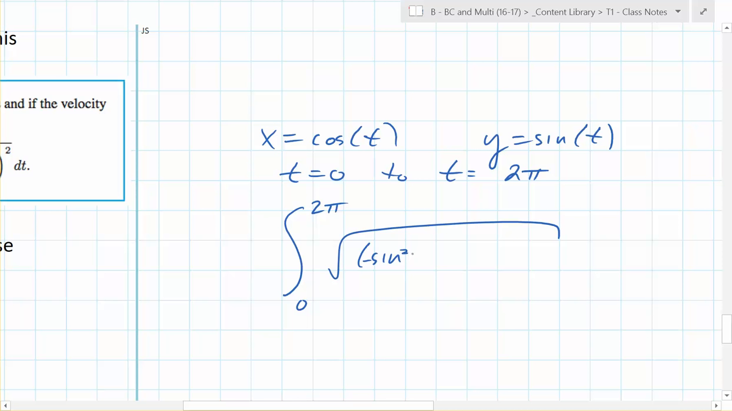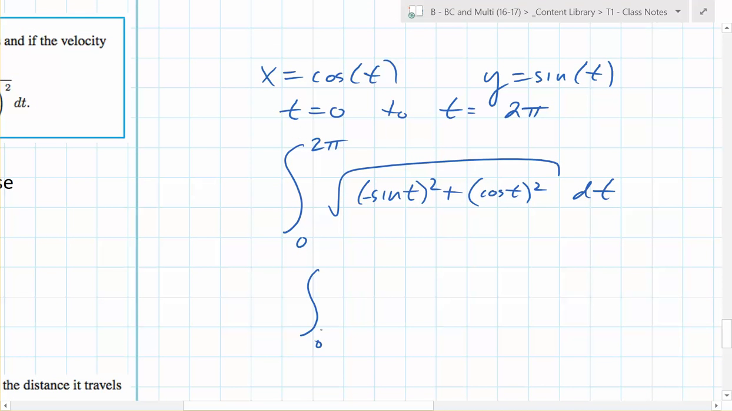Negative sine t, what, squared plus cosine t, what, squared dt. Right? Everybody with me so far? Well, what's sine squared plus cosine squared? So this is just the integral from 0 to 2 pi of what? dt. So what is that? It squares, so it becomes positive when you square it. So that's just t from 0 to 2 pi, which is what?